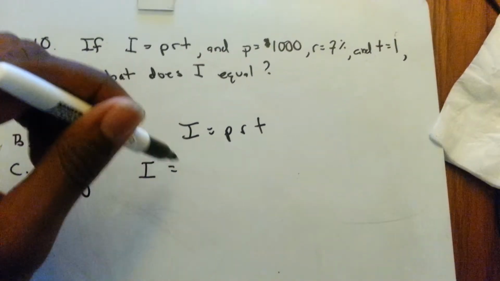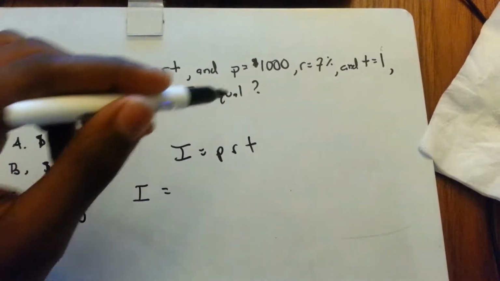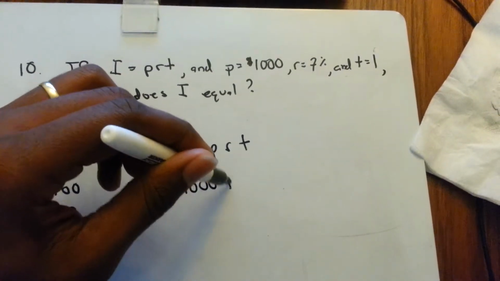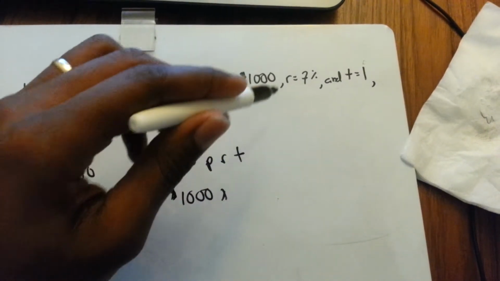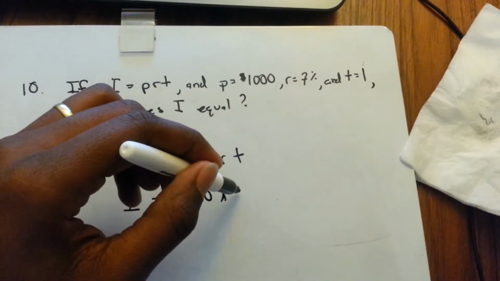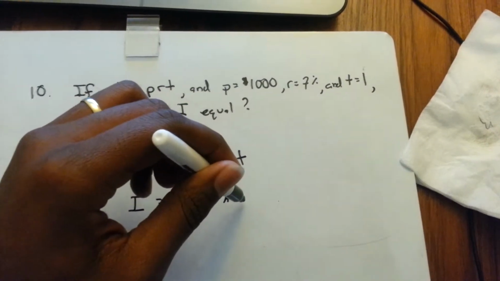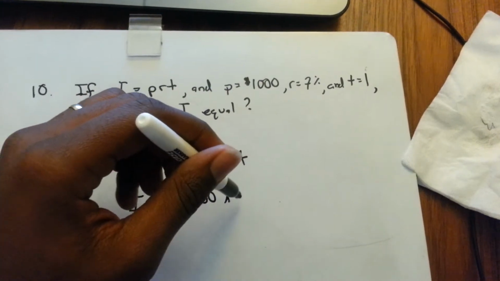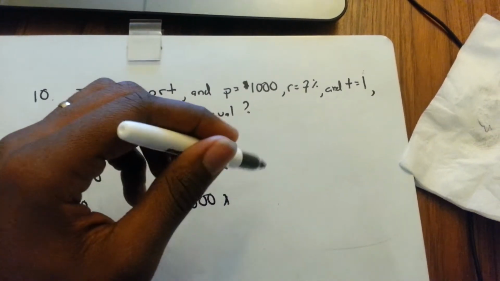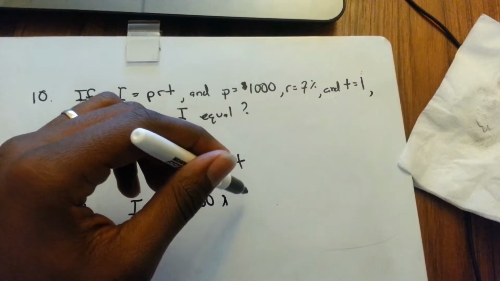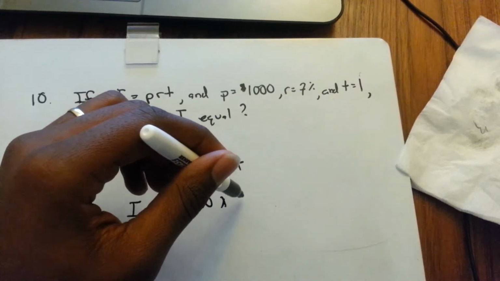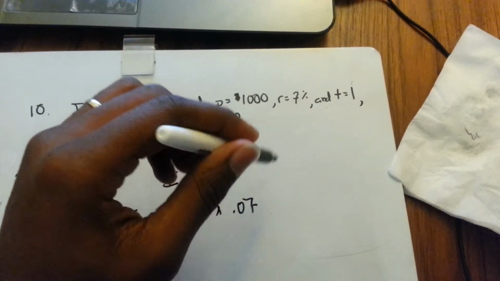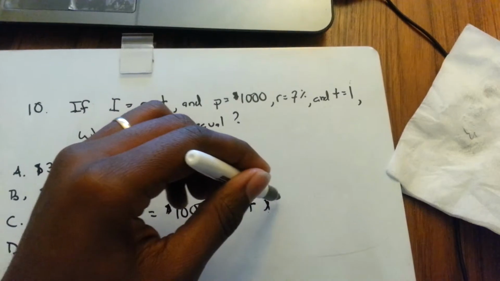So I equals P, $1,000, it tells us up here, times R. The R is 7%, 7% as a decimal. So you can't just multiply out as 7%. You have to turn it into a decimal. To turn it into a decimal, you divide by 100. So 7% divided by 100 is 0.07, and times T is 1.